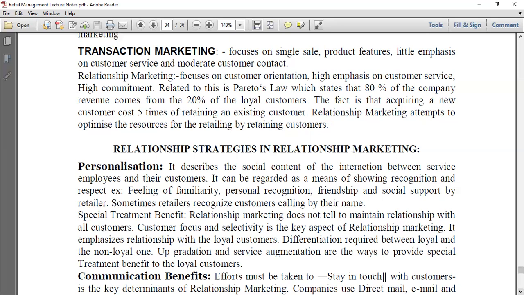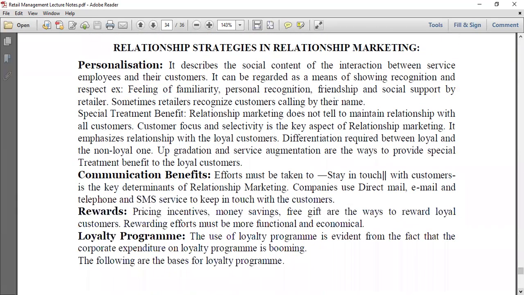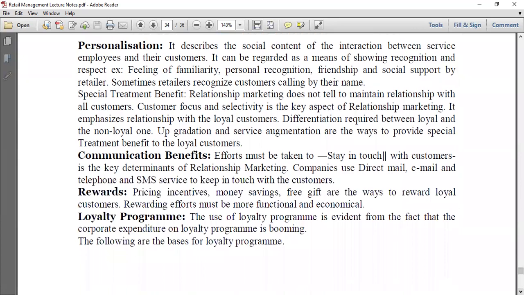Now let us look at the relationship strategies in relationship marketing. The first strategy is personalization. It describes the social content of the interaction between service employees and their customers. It can be regarded as a means of showing recognition and respect, like a feeling of familiarity, personal recognition, friendship, or social support by the retailer. Sometimes retailers recognize customers by their name.